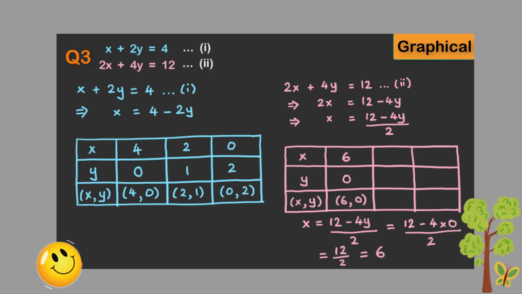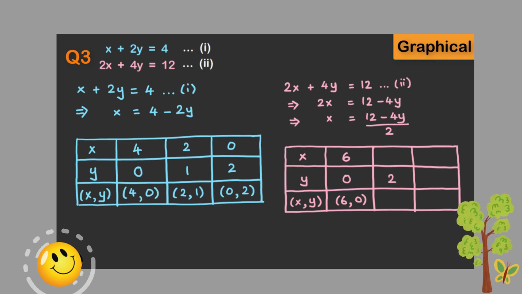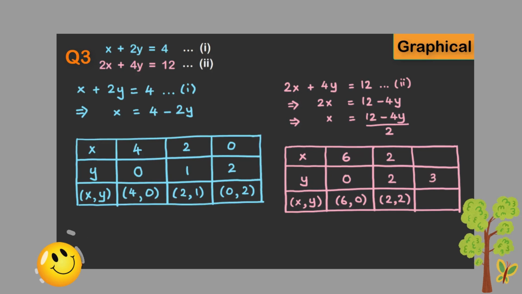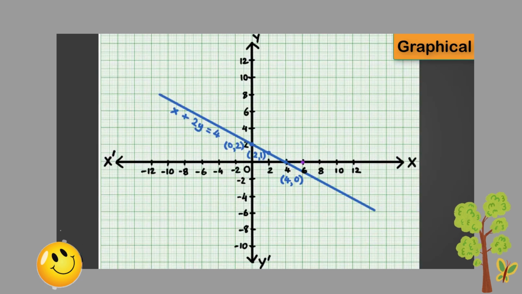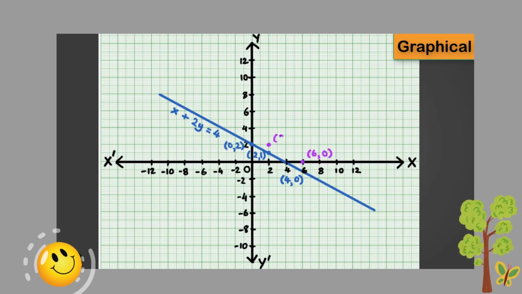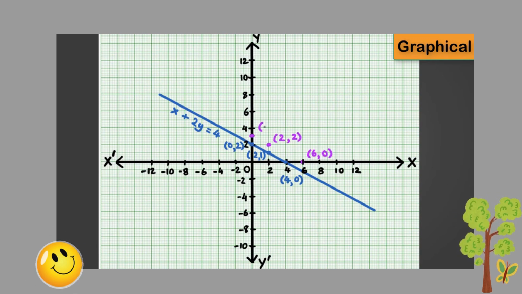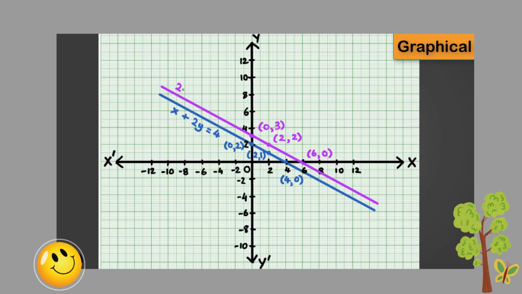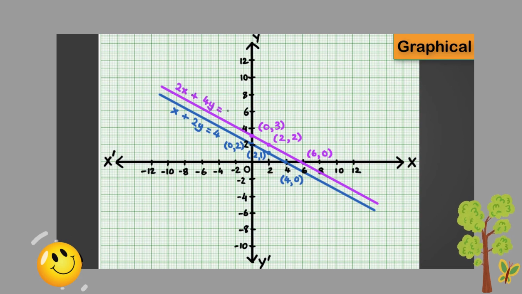Similarly, for the second point, let's take y equal to 2, and we get x equal to 2. So the point becomes 2 comma 2. For the third point, let's take y equal to 3, and we get x equal to 0. So we have our third point 0, 3. Now let's plot the 3 points of equation 2 on the same graph paper. Join the points and extend the line on both sides. This straight line is the graph of equation 2. Let's label it 2x plus 4y equal to 12.